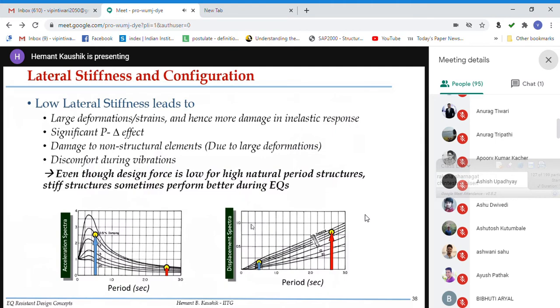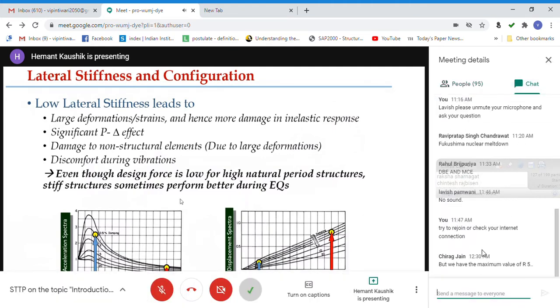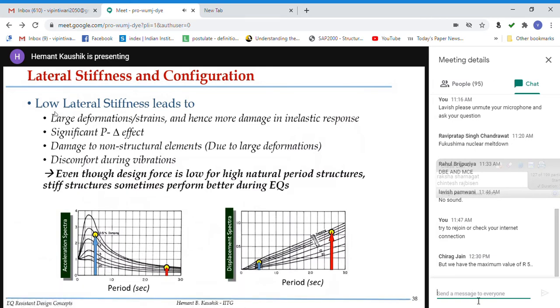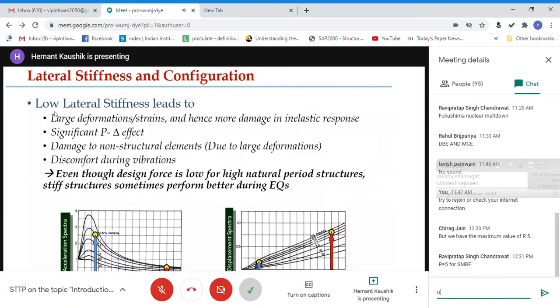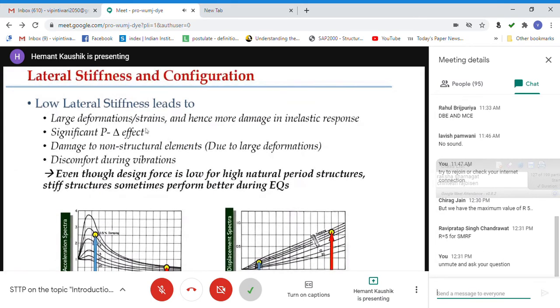So the lateral stiffness contribution, this is one important aspect here, that if you have, let us say, low lateral stiffness, so there are certain problems. So what do you mean by low lateral stiffness? So if you remember, the natural period is 2 pi square root of m by k. So when k is very less, the natural period is very high, right? So that means the structure will vibrate very gradually, very slowly. But since the stiffness is less, you have large deformations, right? So if you have large deformations, large strain, so you have more damage in the inelastic response, right?